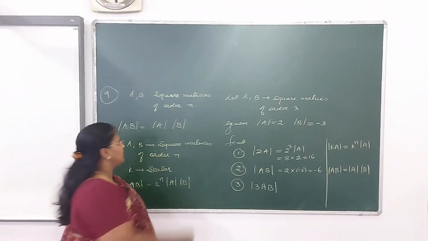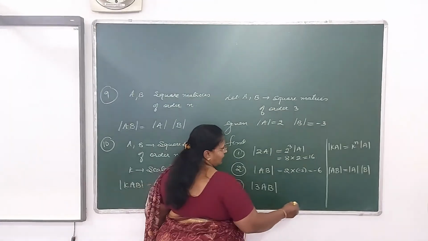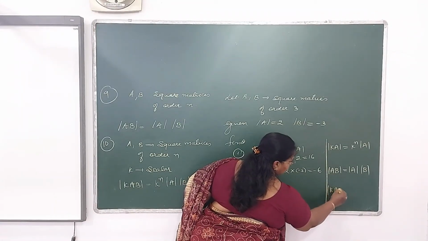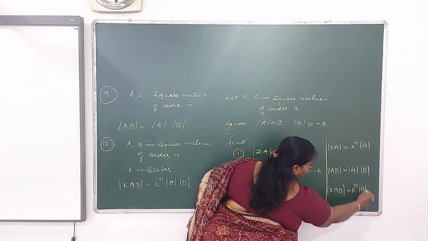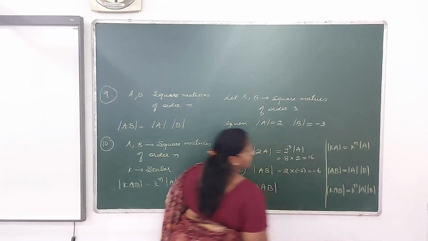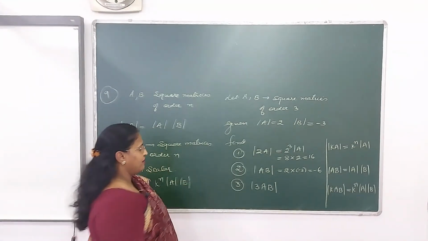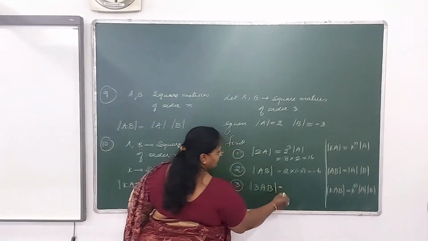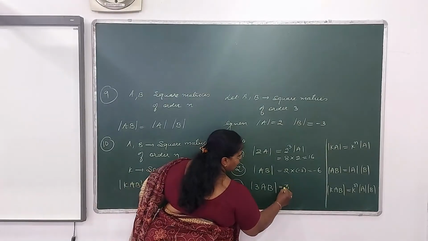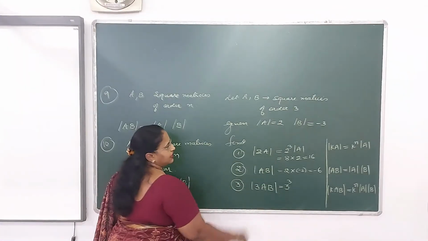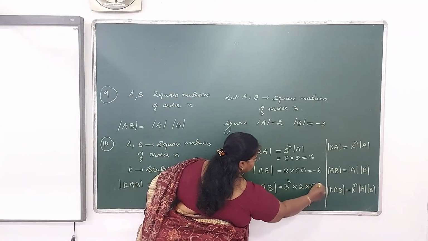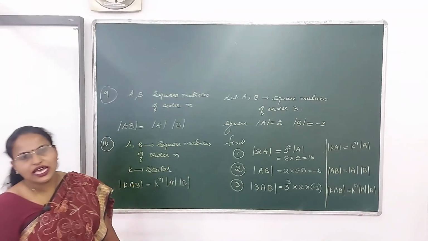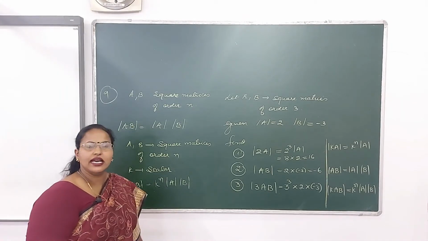The third one is based on the next one. So what is that? Determinant of k times AB. This is equal to k raised to n into determinant of A into determinant of B. So substitute the value where n is the order of the given matrix. So it's 3 cube. Determinant of A is 2 and determinant of B is minus 3. So what is the answer? Multiply and get the answer.